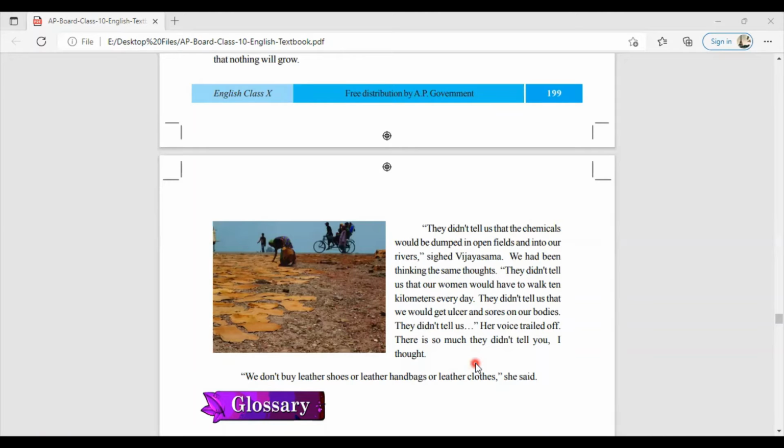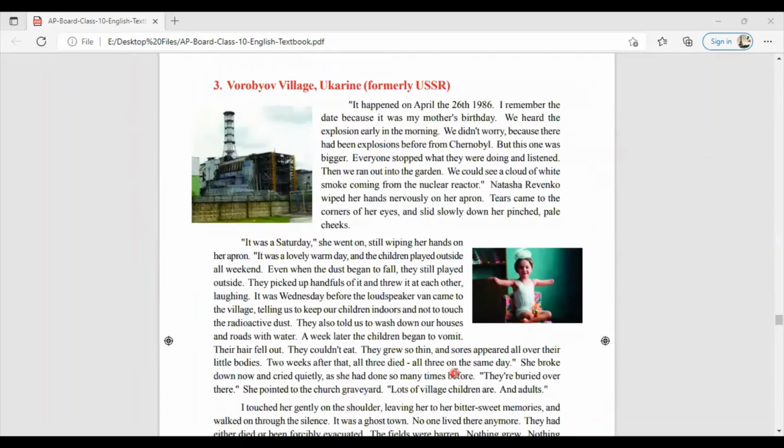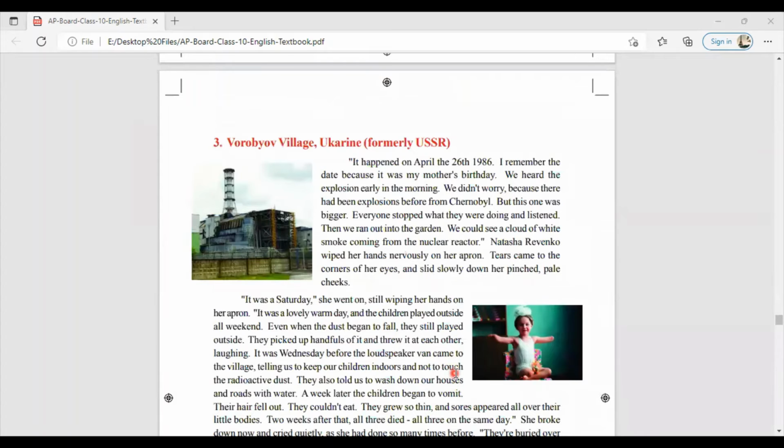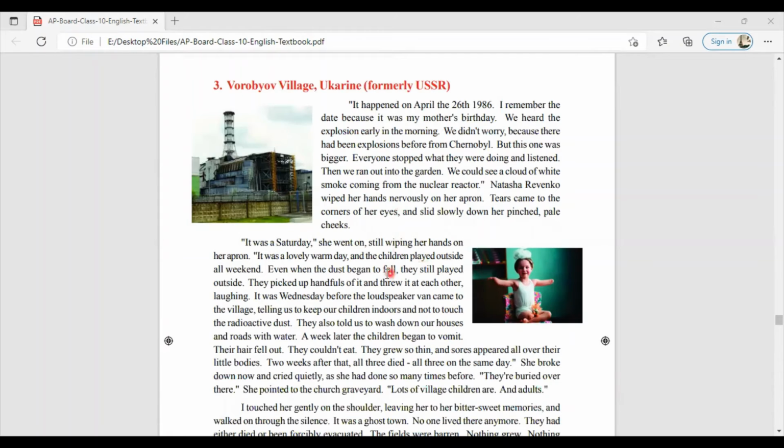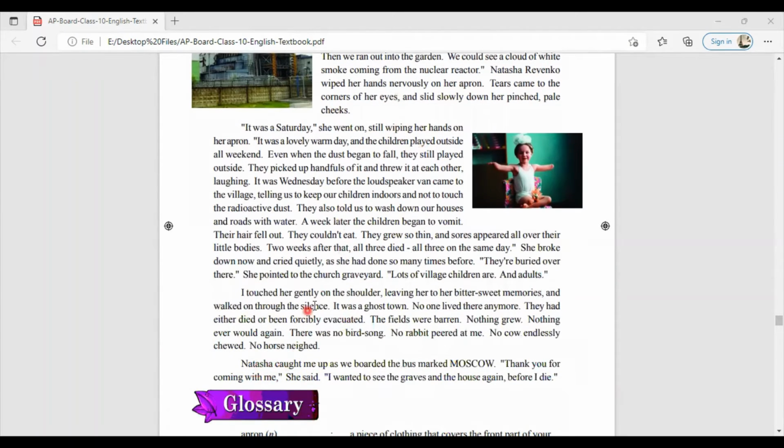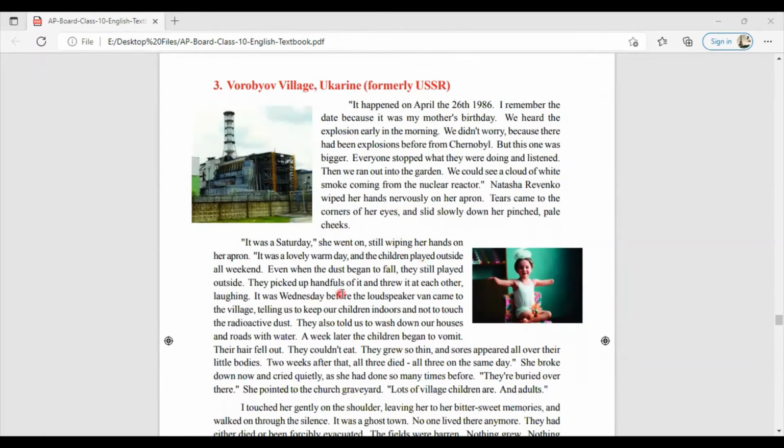And the last one we have here, the third village, is nothing but Vorbyo village, which is in Ukraine, formerly called the USSR. So what is this about? In this you can find about Natasha Ravenko. Here she shared her bitter and sweet memories with the narrator. The narrator and Natasha went to a place and she shared everything about what happened previously.